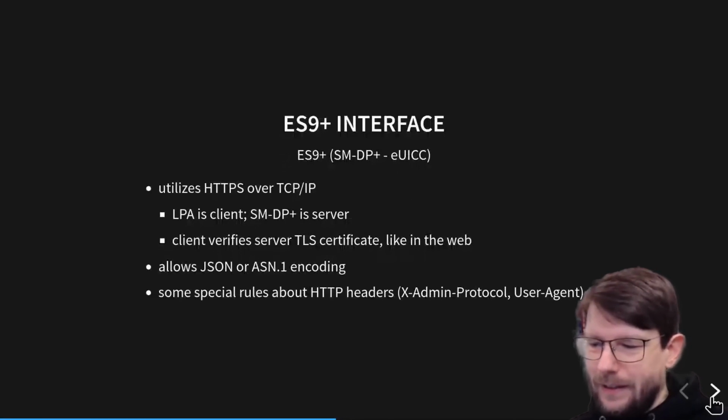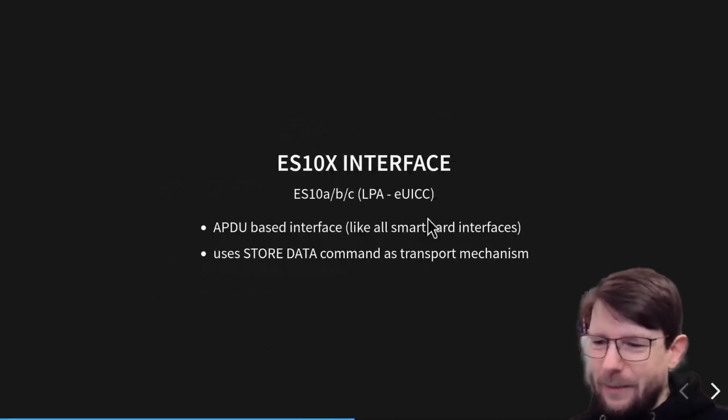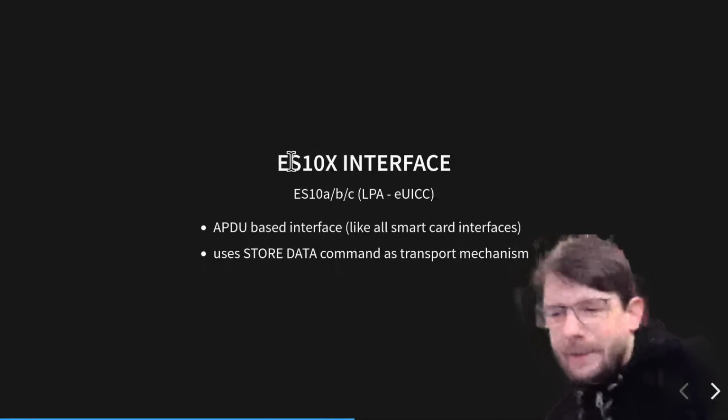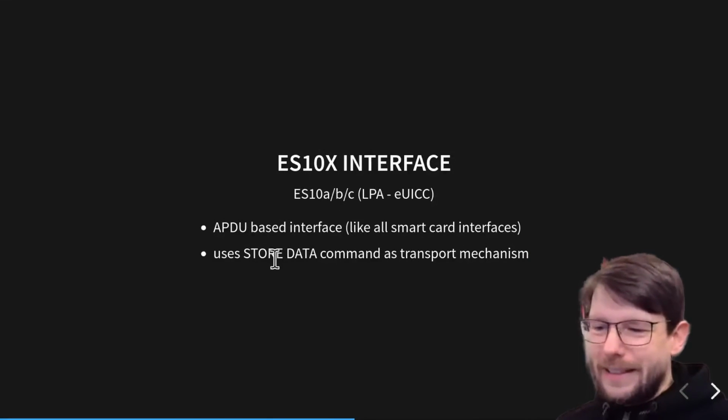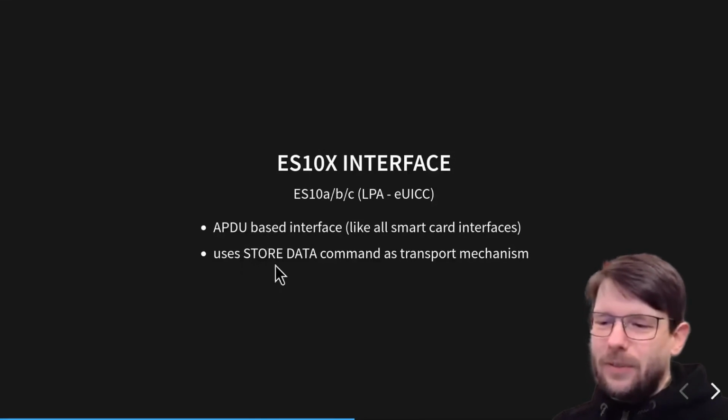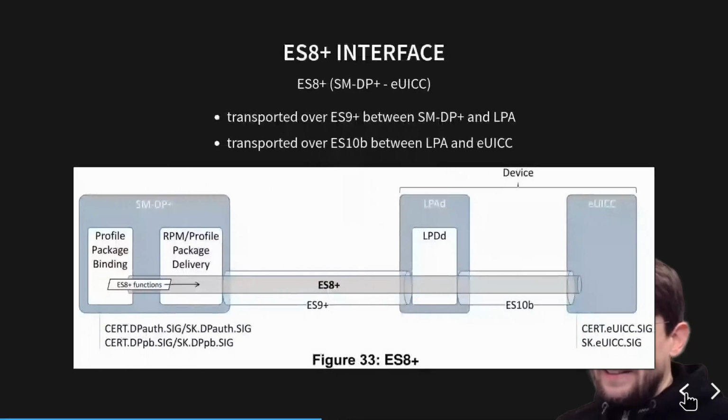So as that is just the outer layer, in the ES9 Plus we speak ES8 Plus, but on the other side of the LPA, to the eUICC, we have something called ES10X, which is just an APDU-based interface, like basically any kind of smart card interface I've seen in 20-plus years. It's always some APDUs, and specifically it uses a GlobalPlatform STORE DATA command as a transport mechanism. So basically the ES8 Plus data that gets sent through the ES9 Plus tunnel gets segmented in APDU-sized chunks, meaning 255 bytes maximum, and then gets sent as stored data into the eUICC, and the response goes inversely the same path.